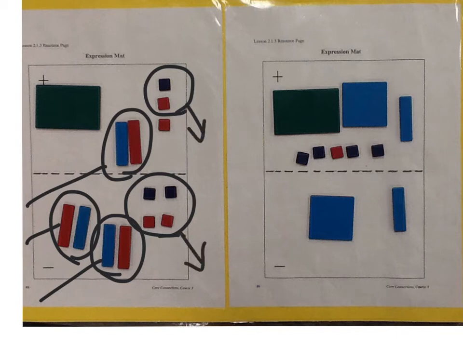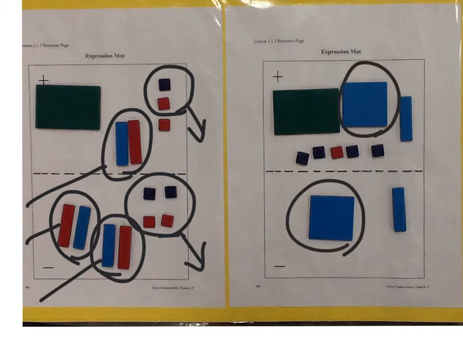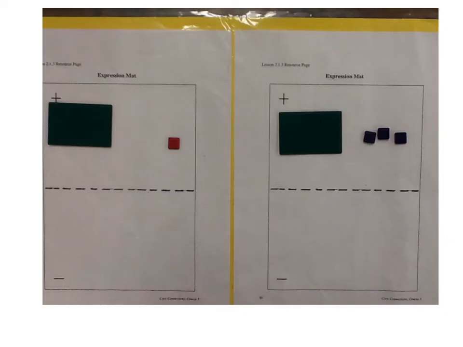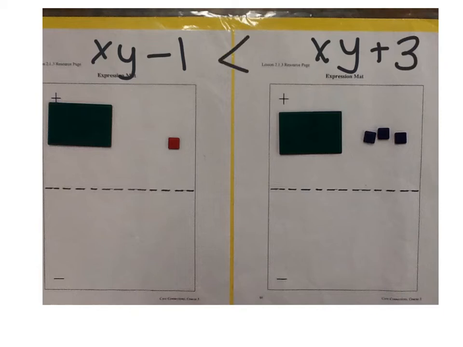On the right side, I can remove the two x squared tiles. Those come off. The two x tiles would come off. And then I could take off one positive and one negative 1. All right, the next picture will show the simplified expression for each side. So here's what we should have. This is an xy tile, and then a -1. Then I have an xy and a +3. So I can clearly see then that the right side is greater than the left.